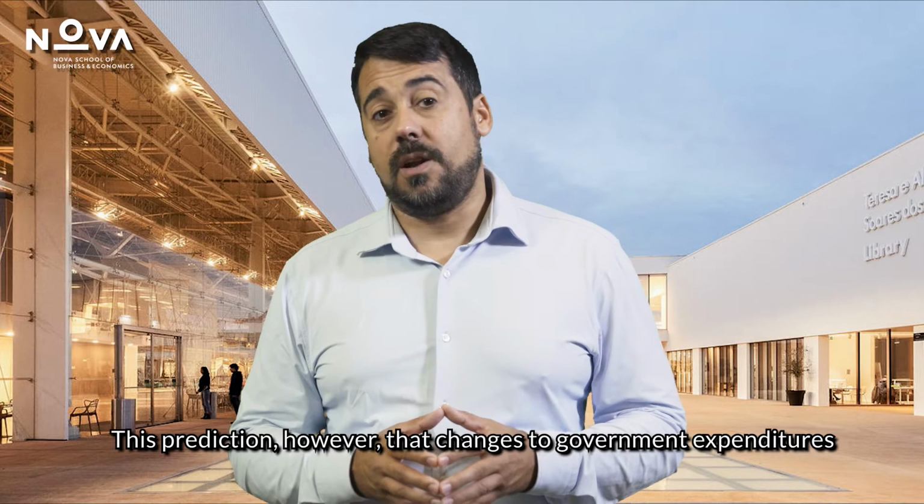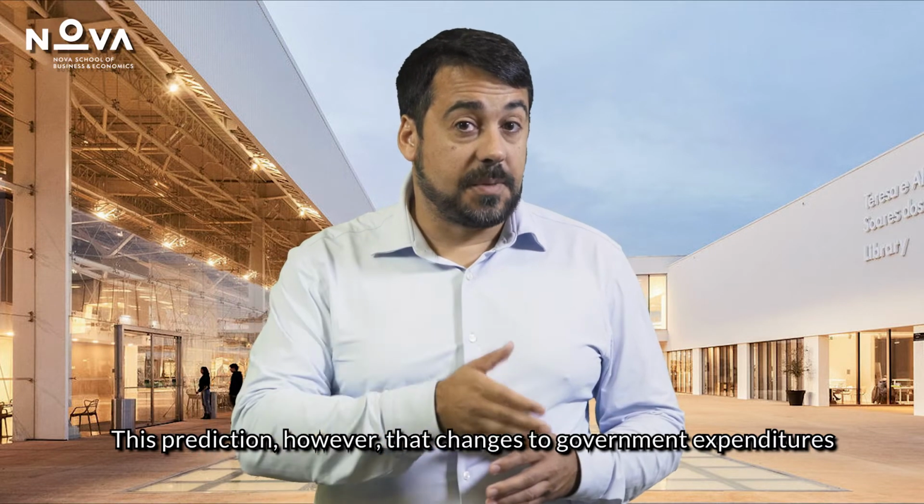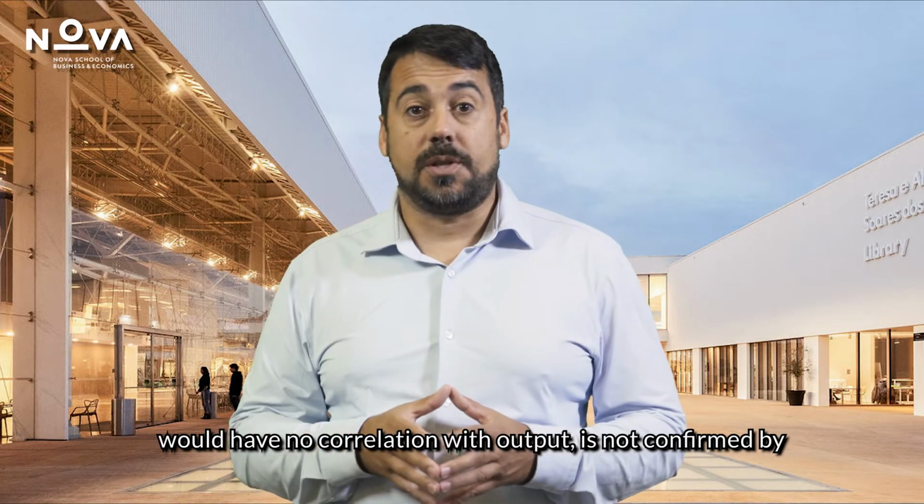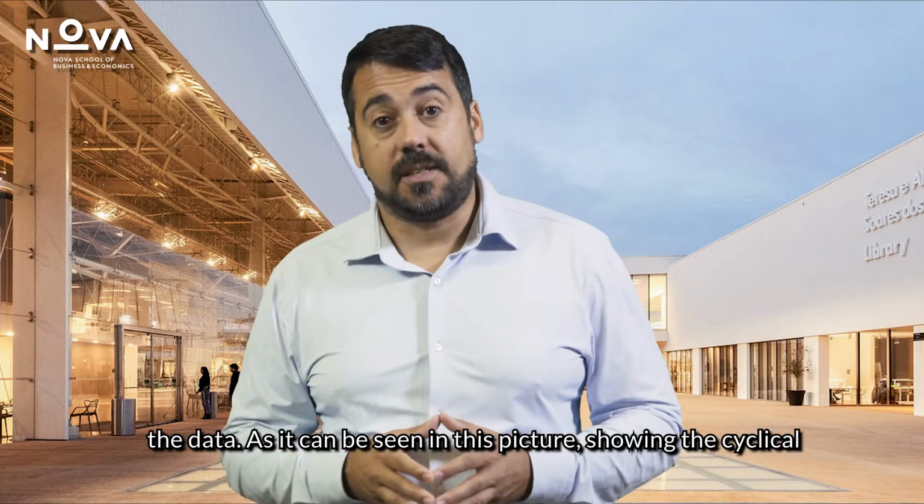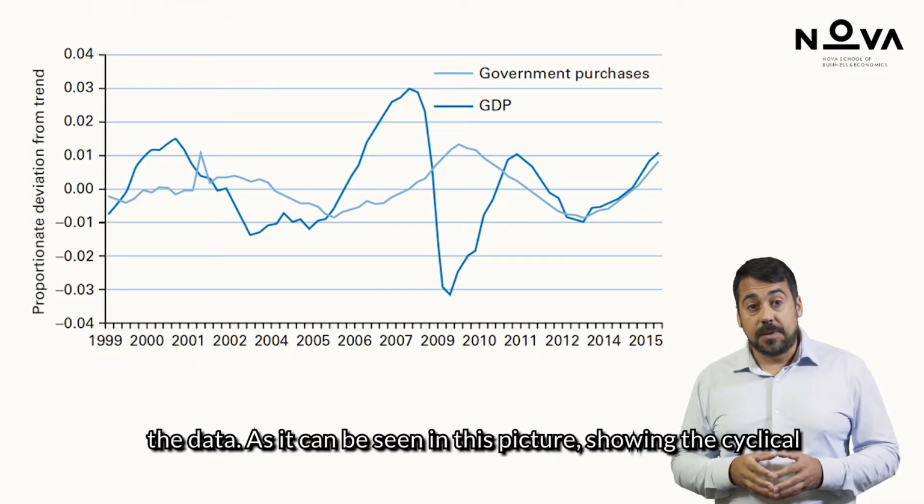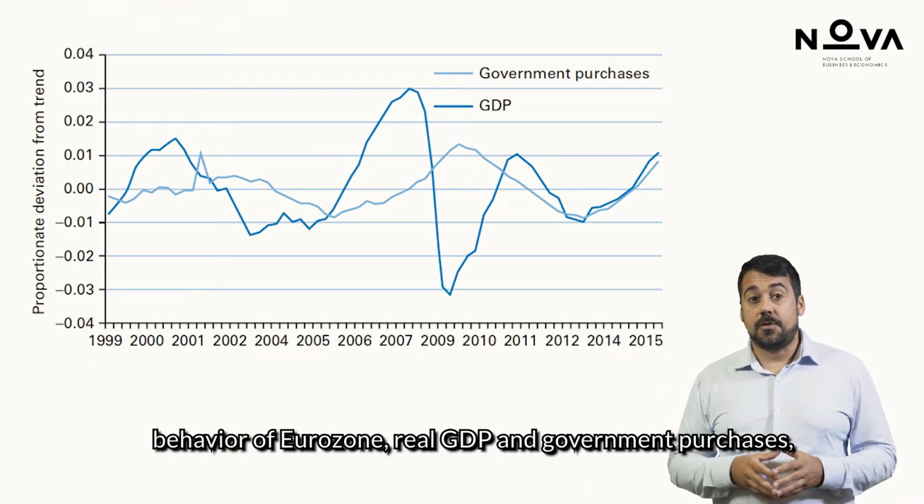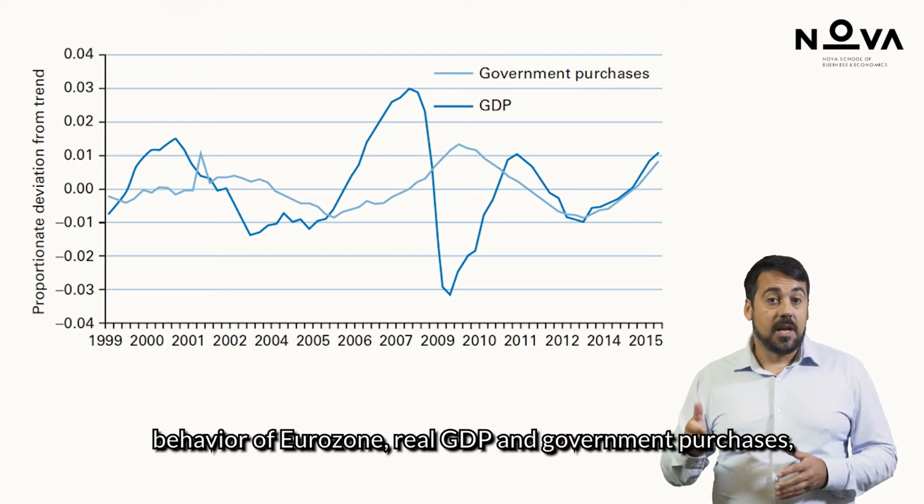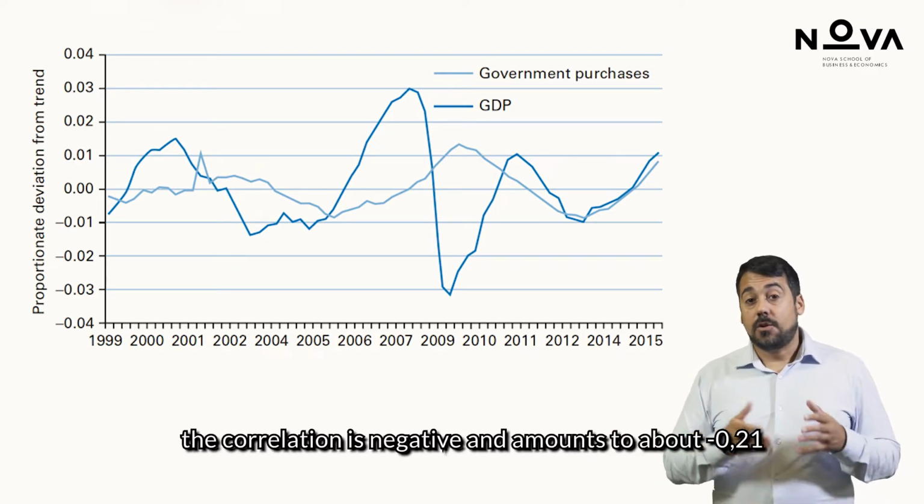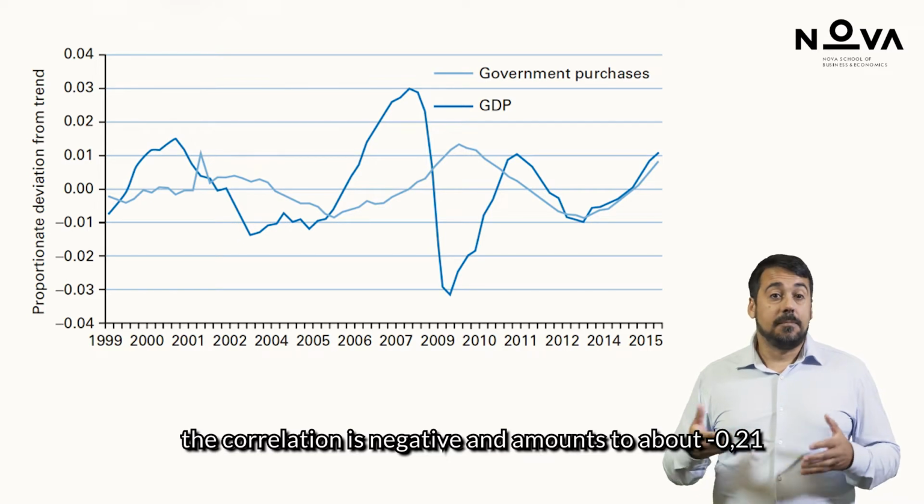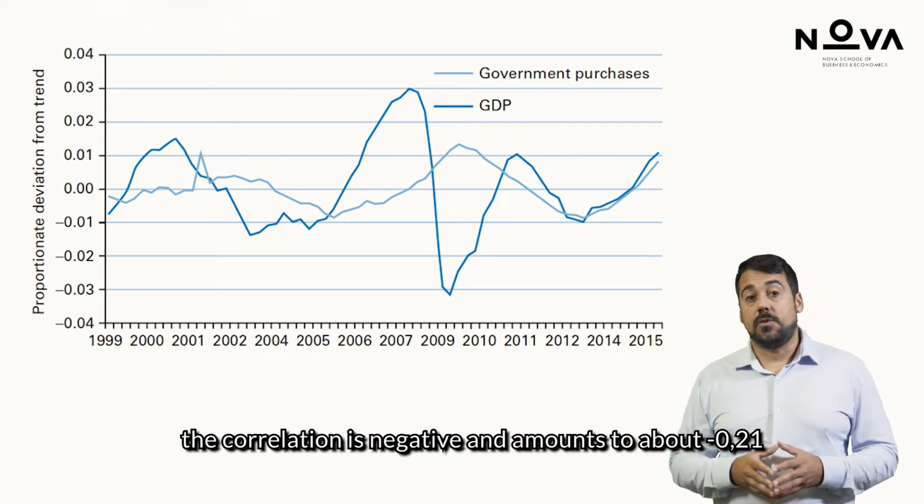These predictions, however, that changes to government expenditures would have no correlation with output, is not confirmed by the data. As can be seen in this picture showing the cyclical behavior of Eurozone real GDP and government purchases, the correlation is negative and amounts to about 0.21.